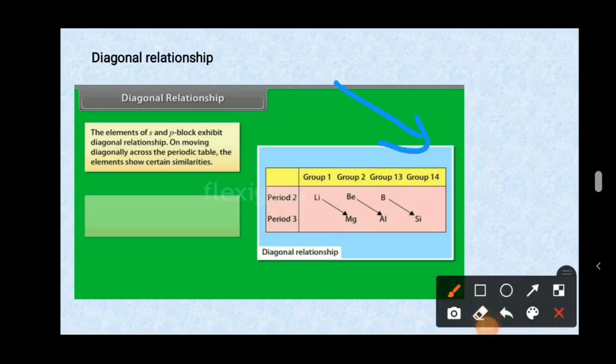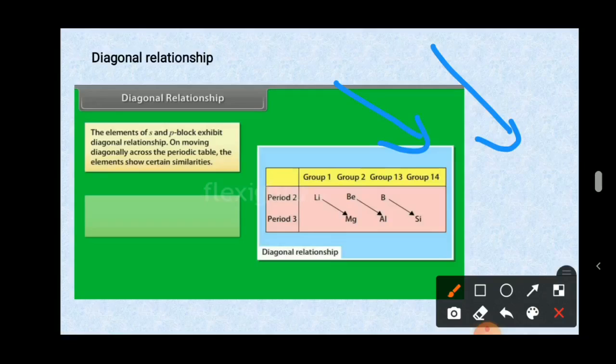Diagonal means it is like this, it is called a diagonal. Now, what is the meaning of diagonal relationship? Diagonal relationship means a few properties are similar between these diagonally related elements.